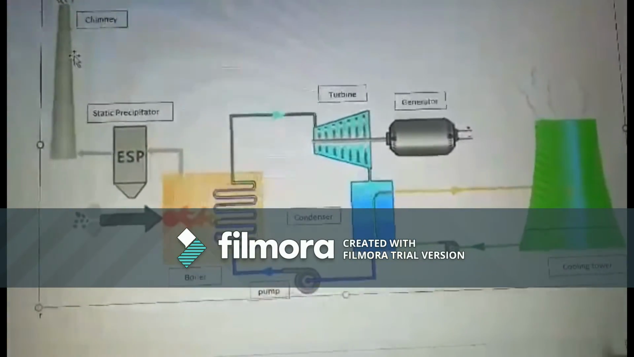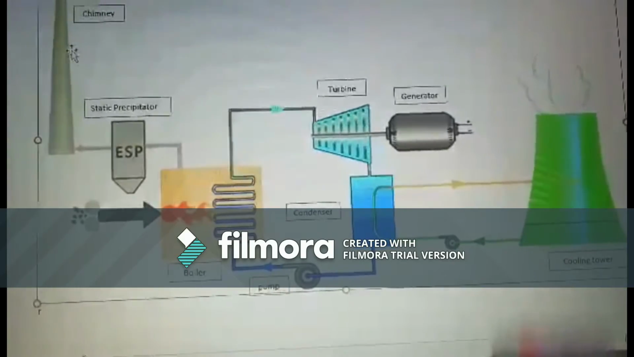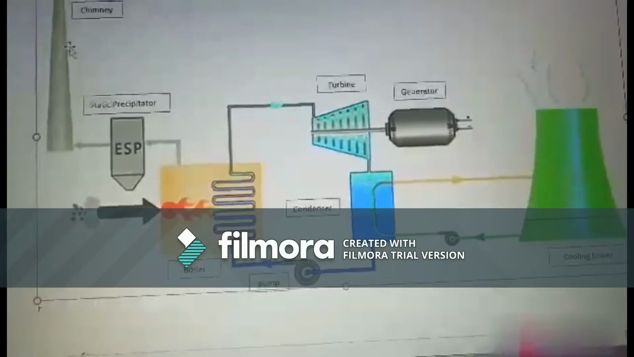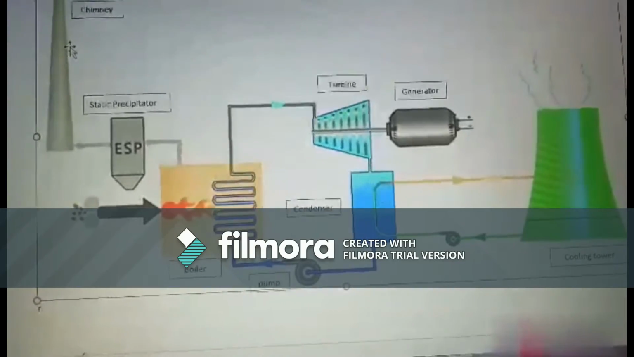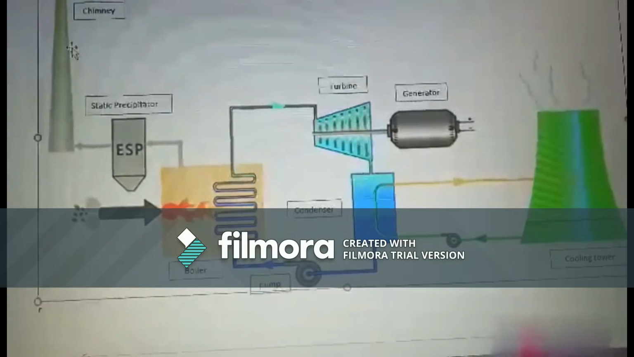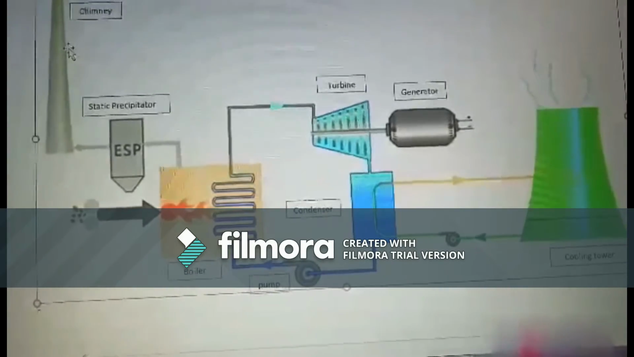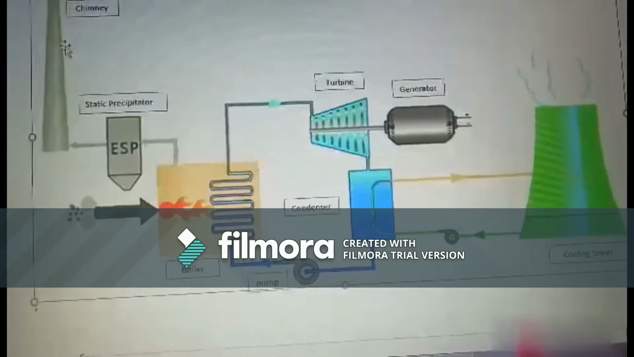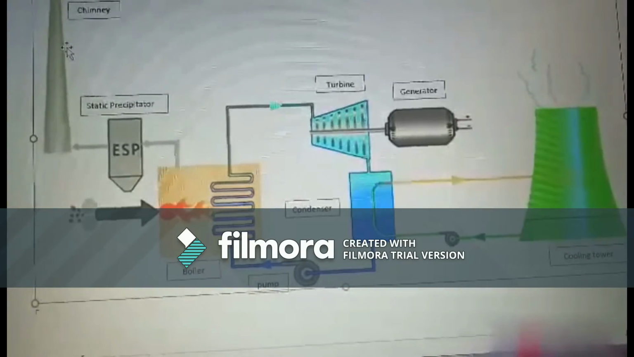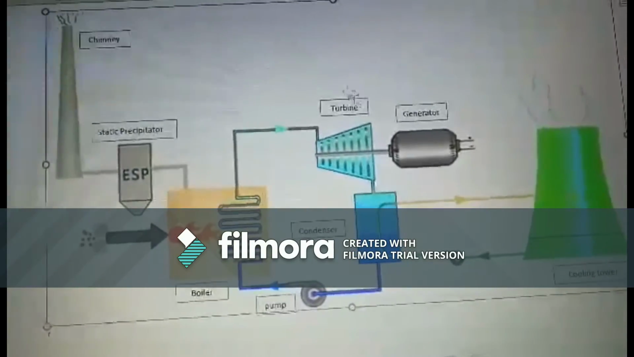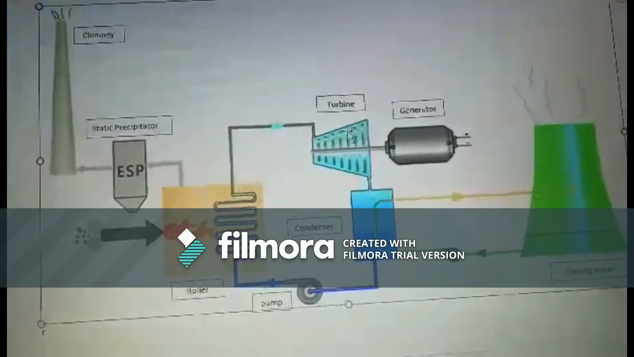When the turbine blade is rotated with high pressure and high temperature steam, the steam loses its energy. The system produces low pressure and low temperature steam at the turbine exit. Then the steam returns to its normal state, so we can produce electricity continuously. This is the turbine.